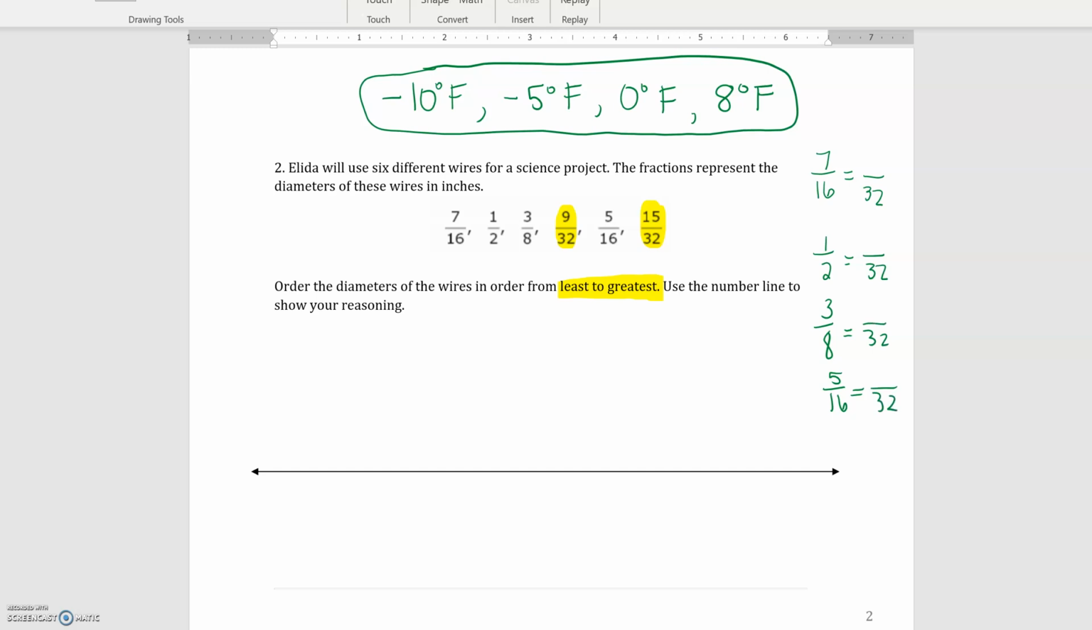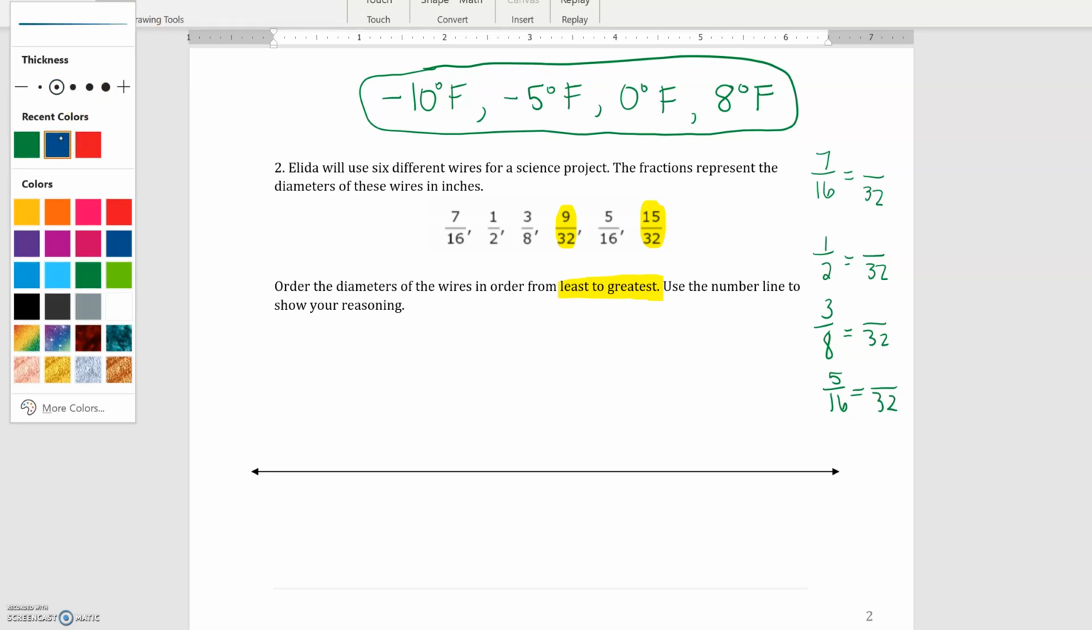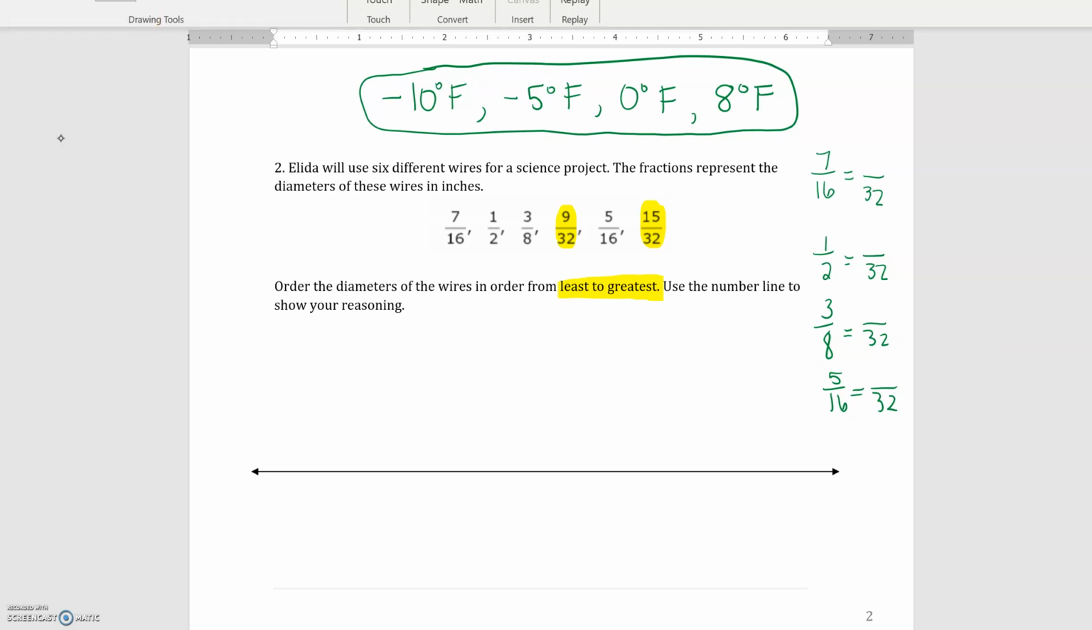To do that, I have to ask myself, what number am I multiplying by to make it into 32? For example, this first fraction, I'm multiplying by 2 to get to 32. So to find my new numerator, I do the same thing, and I'm going to get 14 out of 32. So this fraction here is also equivalent to 14 out of 32.